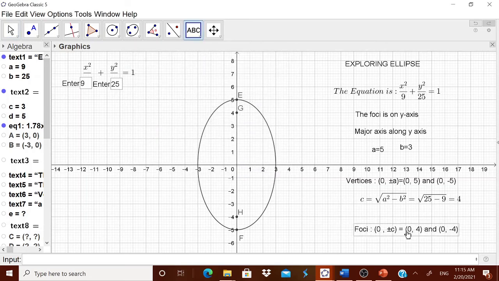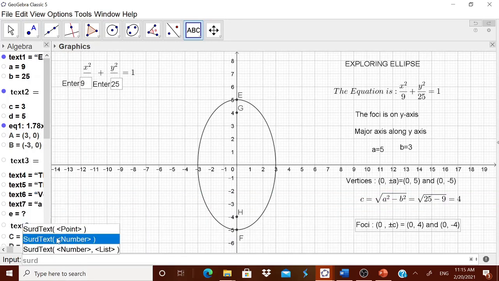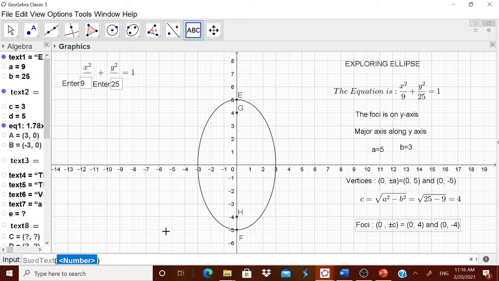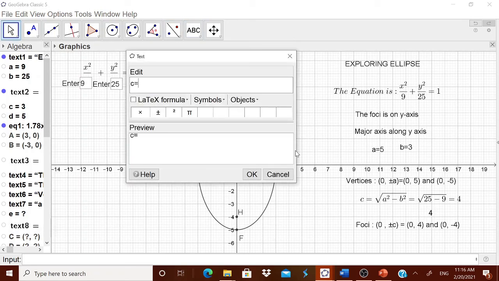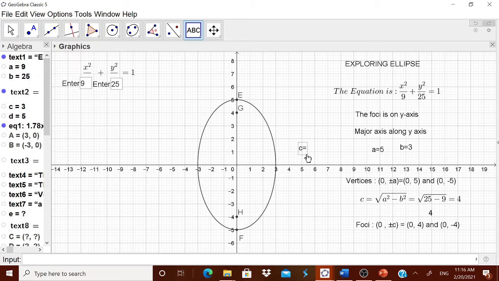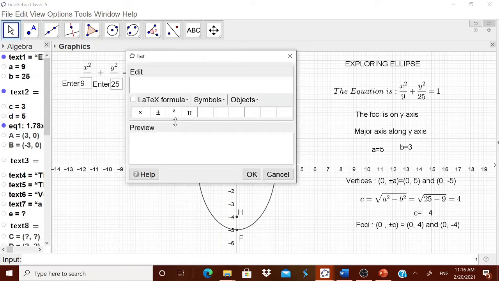As we have done in the previous one, you can have surd text of the number. Which number you want? It is I. You got it as 4. You can keep it like this. Remember, sometimes it may not be exactly a perfect square. Or c is equal to 4. Similarly, you can go for the length of the major axis.